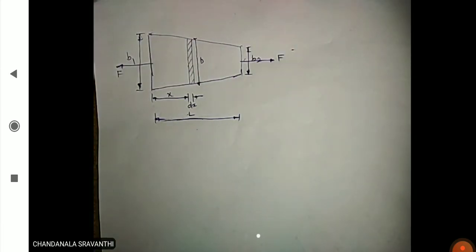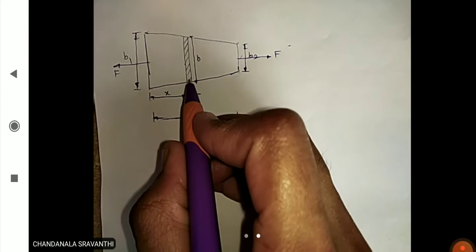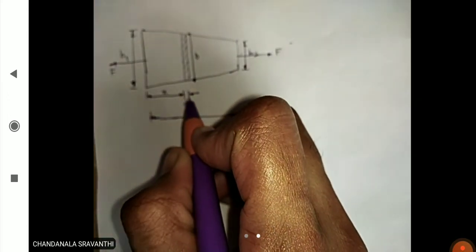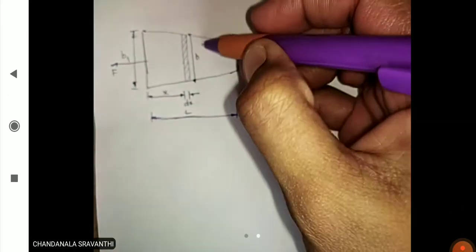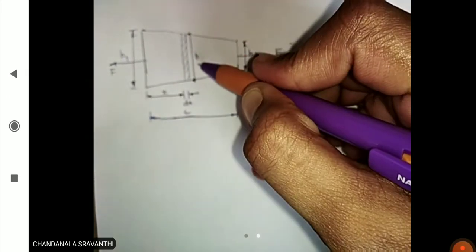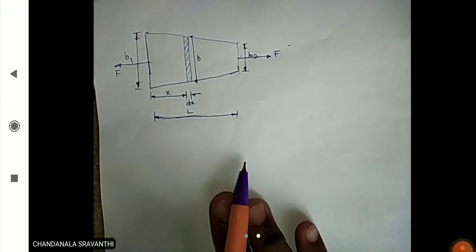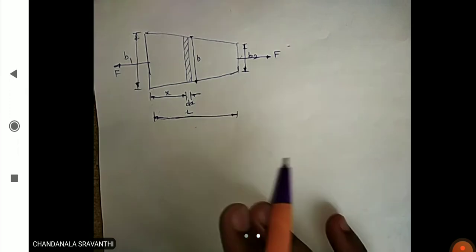Initially we were calculating the deformation of a bar which has uniform width, but in this situation it does not have uniform thickness. So for this we need to take a section at a distance of x of width dx, and the width at this particular section is b.